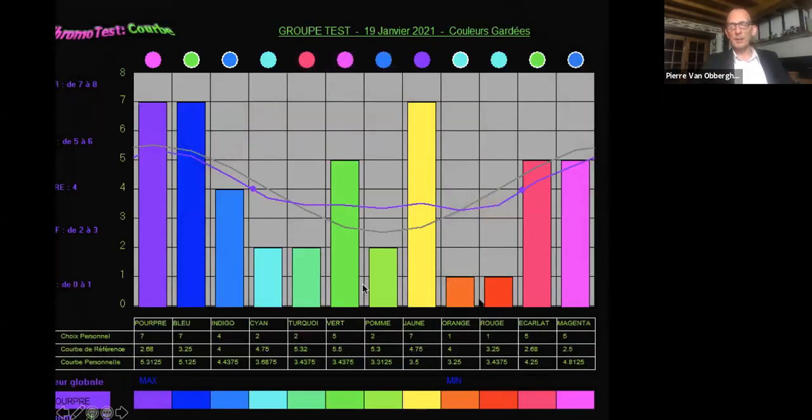So where are we with the orange on the color test? Actually, we have taken away quite a lot of orange. So we have only one orange. Does it mean we don't like to enjoy ourselves? Not at all. Actually, when we reject one color, that means we are rejecting the negative part of these colors.